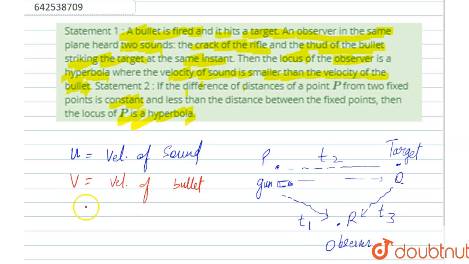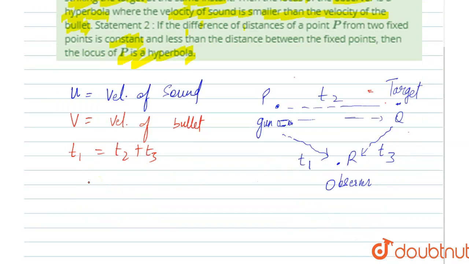T1 is T2 plus T3, because the time the observer took to hear the sound of the gun is the combination of the time when the bullet touches the target and the time for the observer to hear the sound of the bullet touching the target. That is why we take T1 equals T2 plus T3.